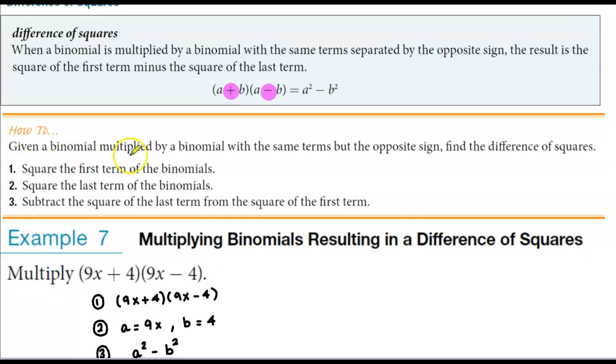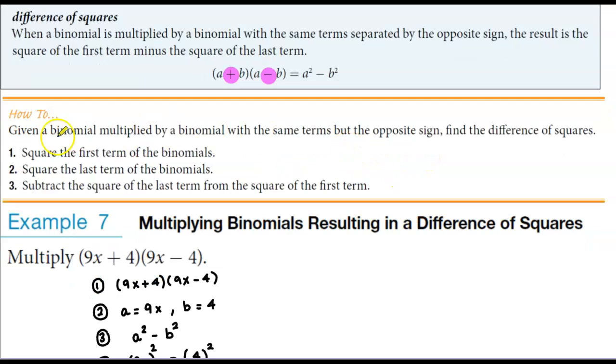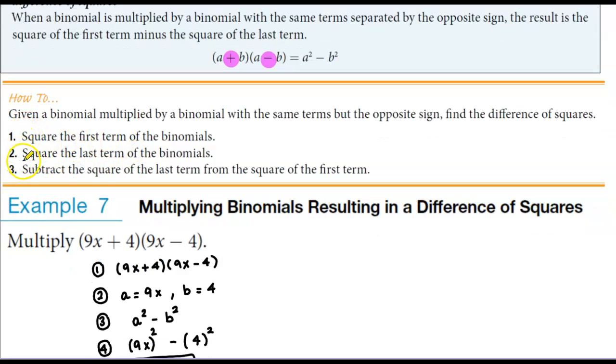Now, given a binomial multiplied by a binomial with the same terms but the opposite sign, we're going to find the difference of squares. Step 1, we're going to square the first term of the binomials. Step 2, we're going to square the last term of the binomials. And step 3, we're going to subtract the square of the last term from the square of the first term.